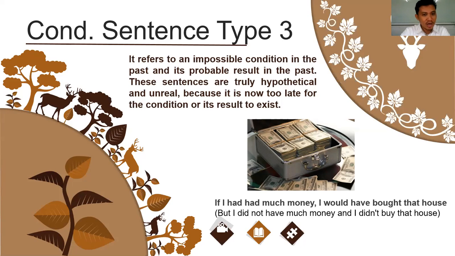No, you cannot, because the situation is already in the past. At that time, you didn't have money, so you couldn't buy the house. Now, for example, you have money, but it's too late already. Maybe the house has been bought by another person. So you can say, if I had had much money, I would have bought that house. But what is the fact? The fact is you did not have much money and you didn't buy that house.